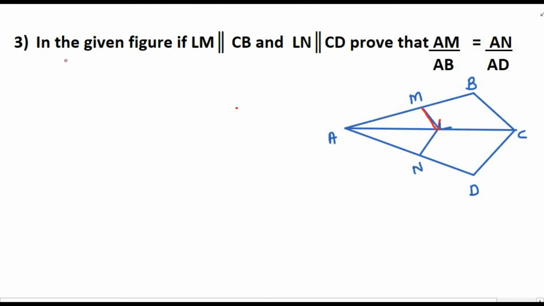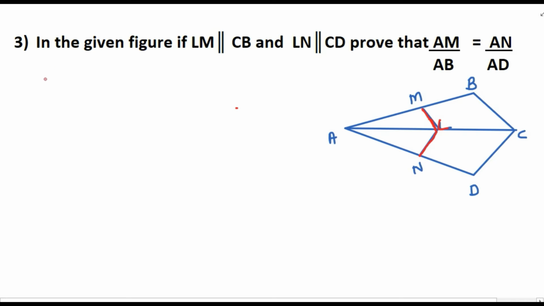Now the next question is, in the given figure, LM is parallel to BC. You can see this side LM is parallel to BC. In the same way, LN is parallel to CD. We need to prove AM divided by AB equal to AN divided by AD.